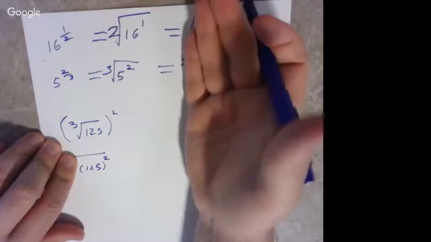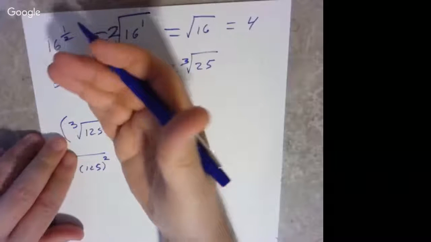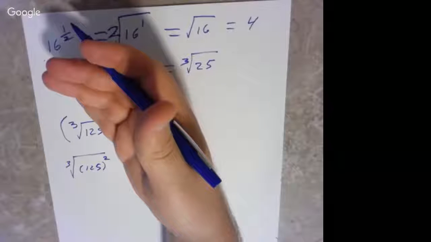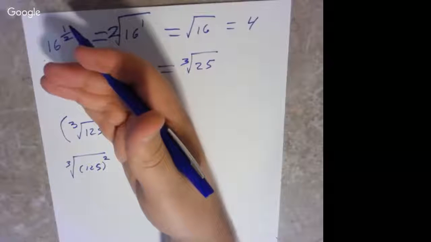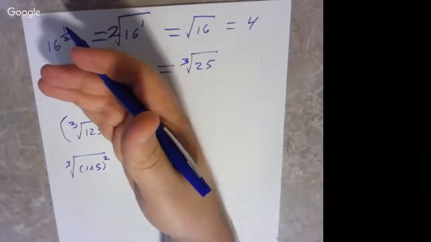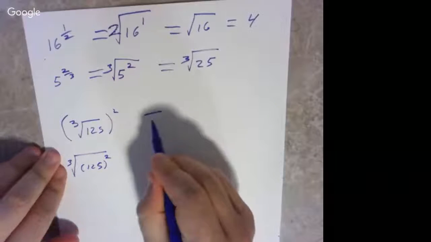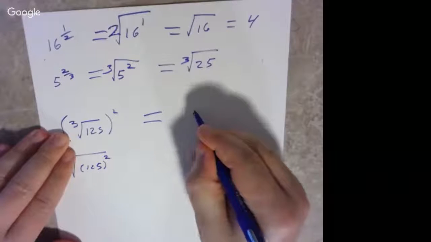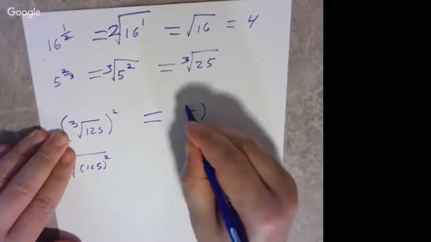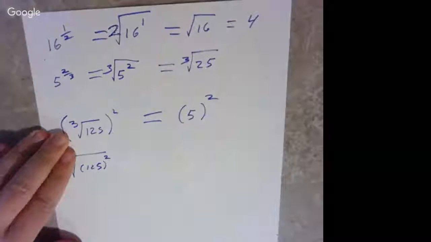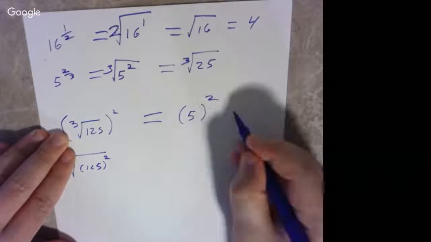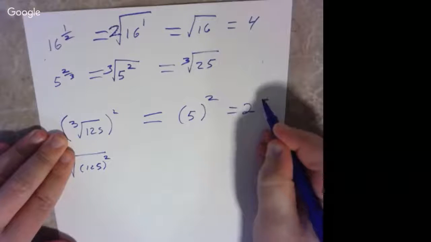But this one, with practice, we're going to realize that the cubed root of 125 is 5. 5 times 5 makes 25, and then 25 times 5 makes 125. So the cubed root of 125 makes 5. Don't forget the parentheses. And now we evaluate the squared, the power. So 5 squared is 25.